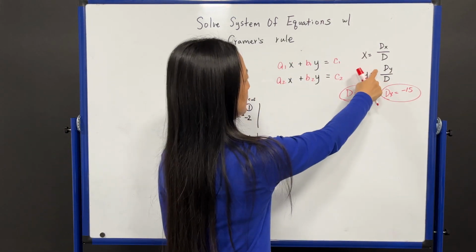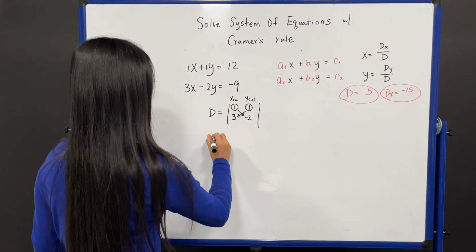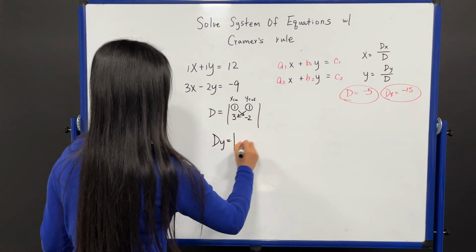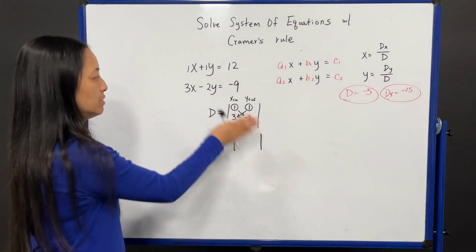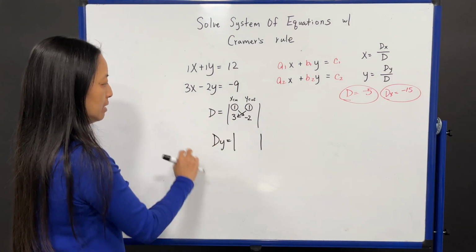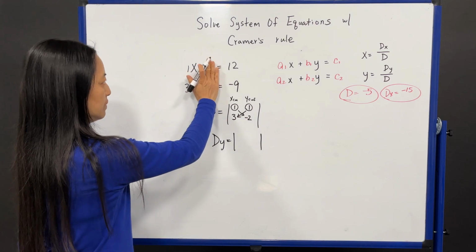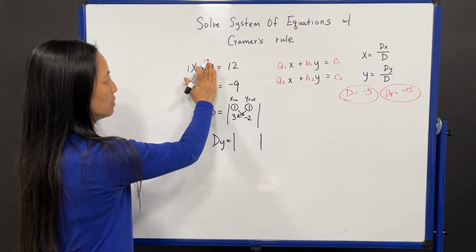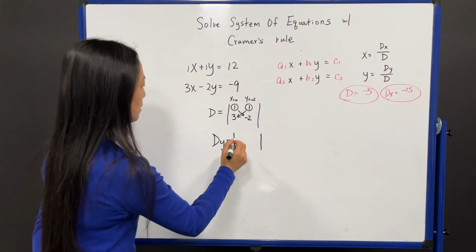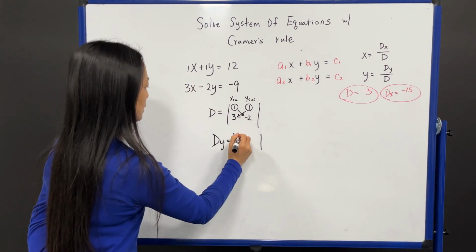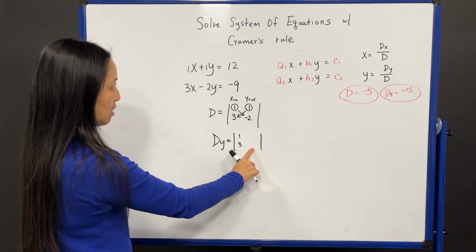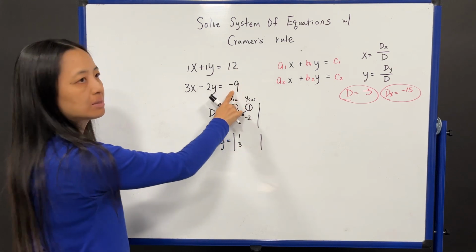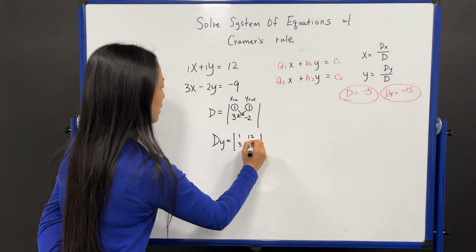And now the other piece we need is Dy. Once again, we can reference the previous determinant. We're looking for Dy. We want to disregard the y coefficients. So we're keeping the x coefficients as we did before, 1 and 3. Instead of the y coefficient in the second column, we replace that with the constant. That's 12 and negative 9.